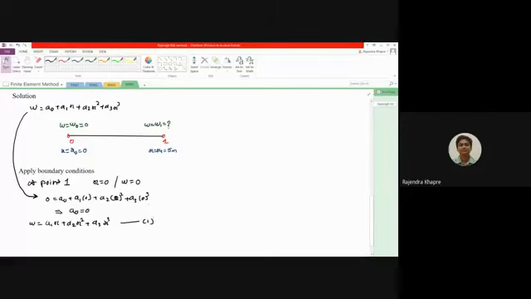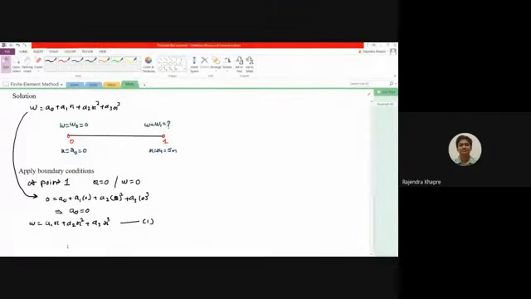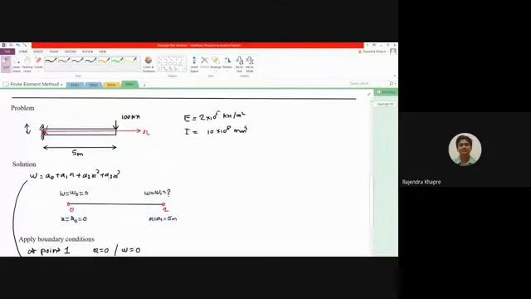Now, is there any other boundary condition which is available over here? Anybody? Any guesses? Okay, I'll tell you. Here one more boundary condition is given, that is the rotation, or I can say the slope.